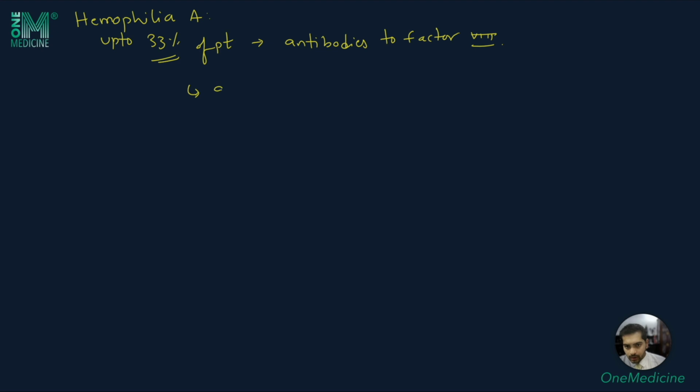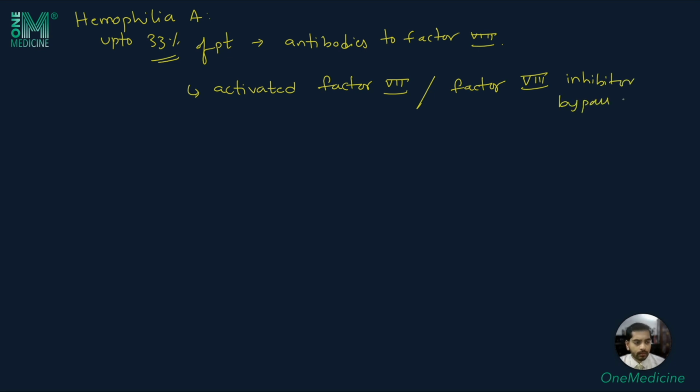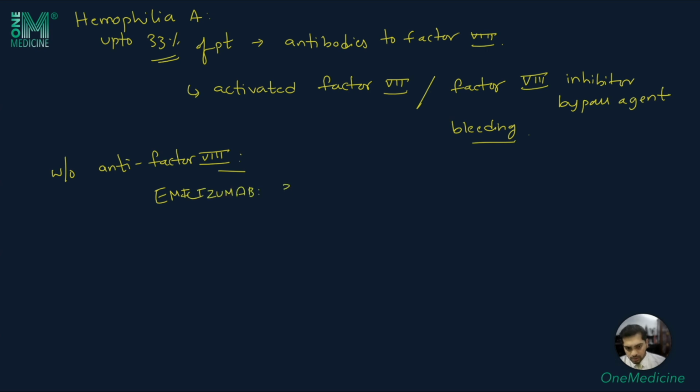In such patients, activated factor 7 or factor 8 inhibitor bypass agent can be used to treat bleeding. In patients without the development of anti-factor 8 antibody, emicizumab, which is used in the dose of 3 mg per kg every other week, can also be effective.